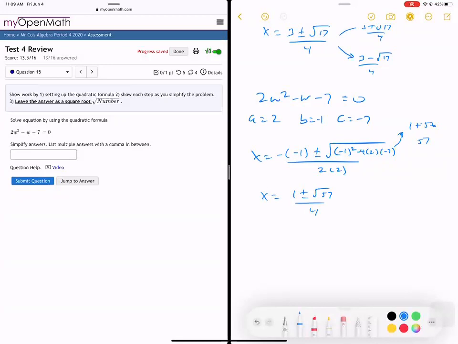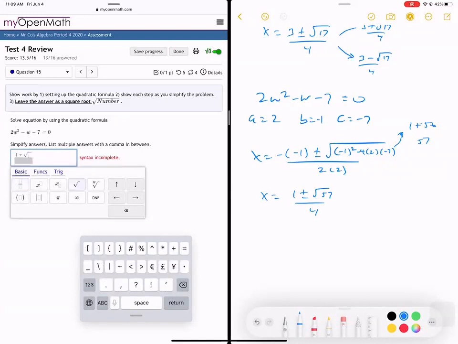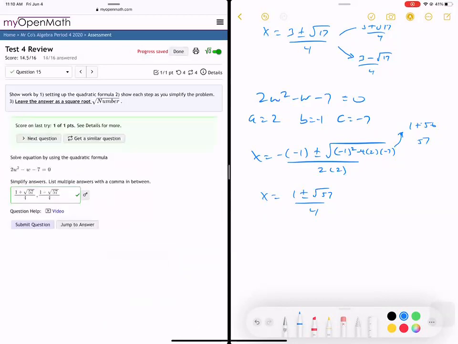We have our two versions. 1 plus square root of 57, all over 4, comma, 1 minus square root of 57. Oops, that's all a fraction, darn it. 1 minus square root of 57 over 4. Right?